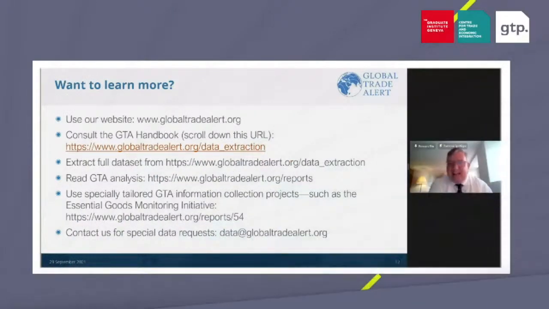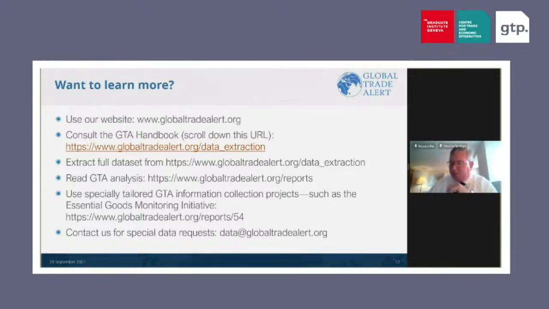We do specially tailored information collection projects, and one of them we've been doing since the pandemic has begun is on essential goods. This is monitoring trade policy changes affecting medicines, vaccines, and food and agri-food. And we have a monthly update which you can download. Our next monthly update for that will be available on Friday. So if you want to look on Friday at this particular URL, the one which has /54, you will be able to download our latest briefing on developments in these critical goods.